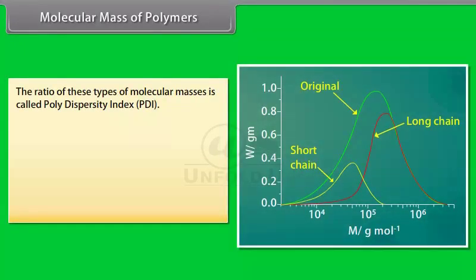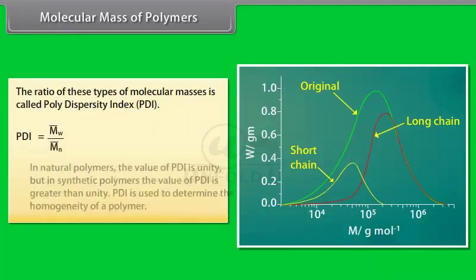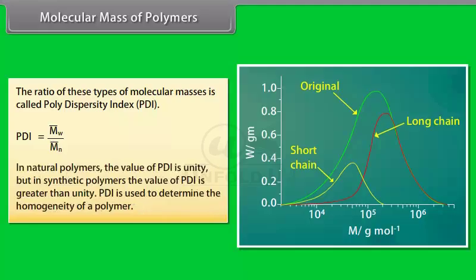The ratio of these types of molecular masses is called polydispersity index. In natural polymers, the value of PDI is unity, but in synthetic polymers, the value of PDI is greater than unity. PDI is used to determine the homogeneity of a polymer. Biodegradable polymers.